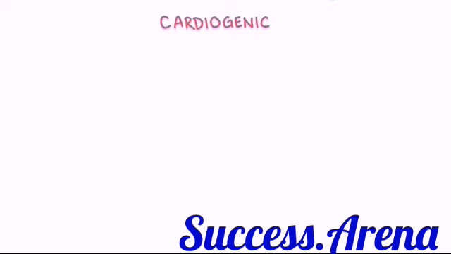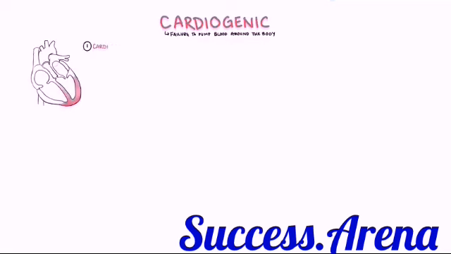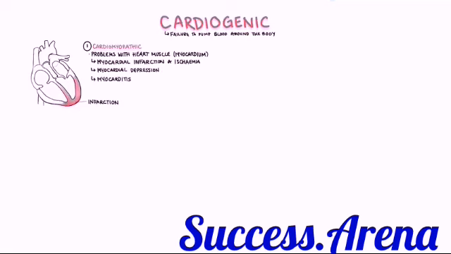Cardiogenic shock is caused by the heart's failure to pump blood around the body. There are many causes of cardiogenic shock, which can be divided into four main categories. Cardiomyopathic involves problems with the heart muscles, the myocardium. These can include myocardial infarction and ischemia, myocardial depression, and myocarditis.